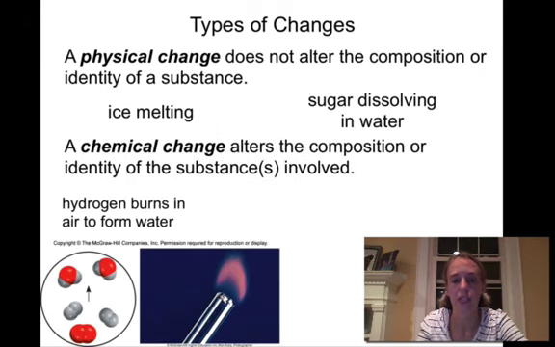A chemical change is really synonymous with a chemical reaction. And in a chemical reaction, you've got a whole new substance resulting from that reaction. So when hydrogen burns in the air, it forms water.